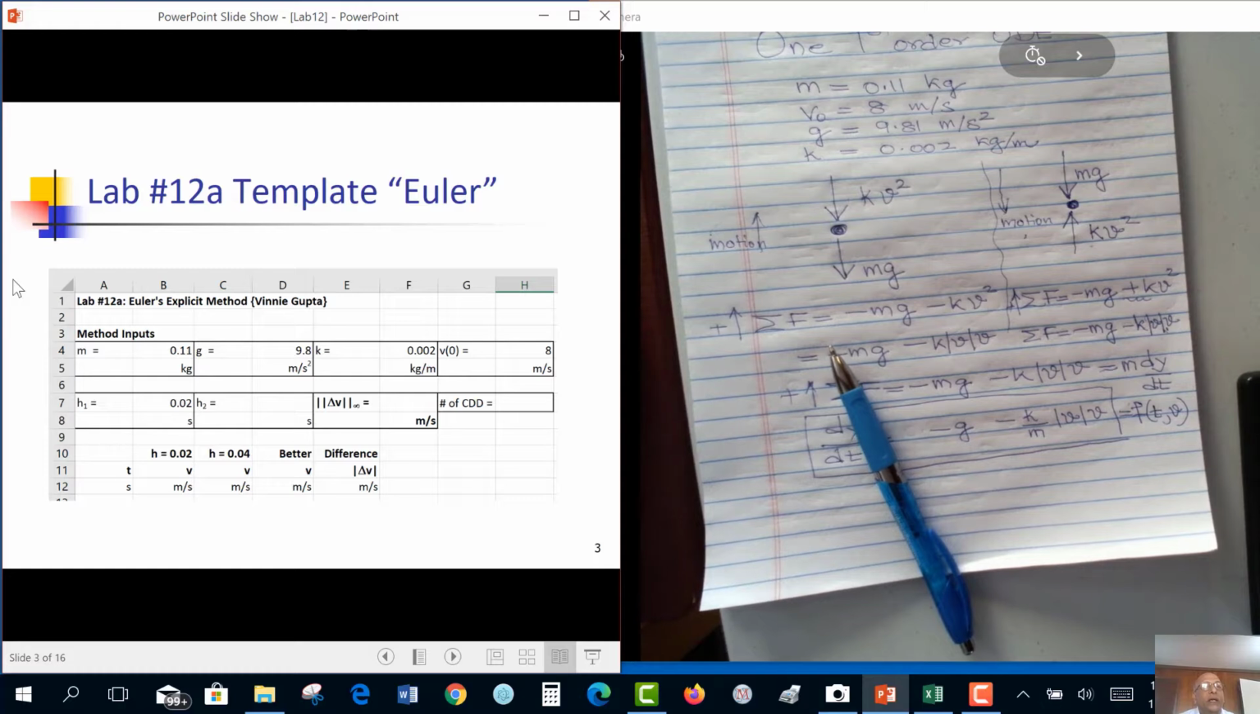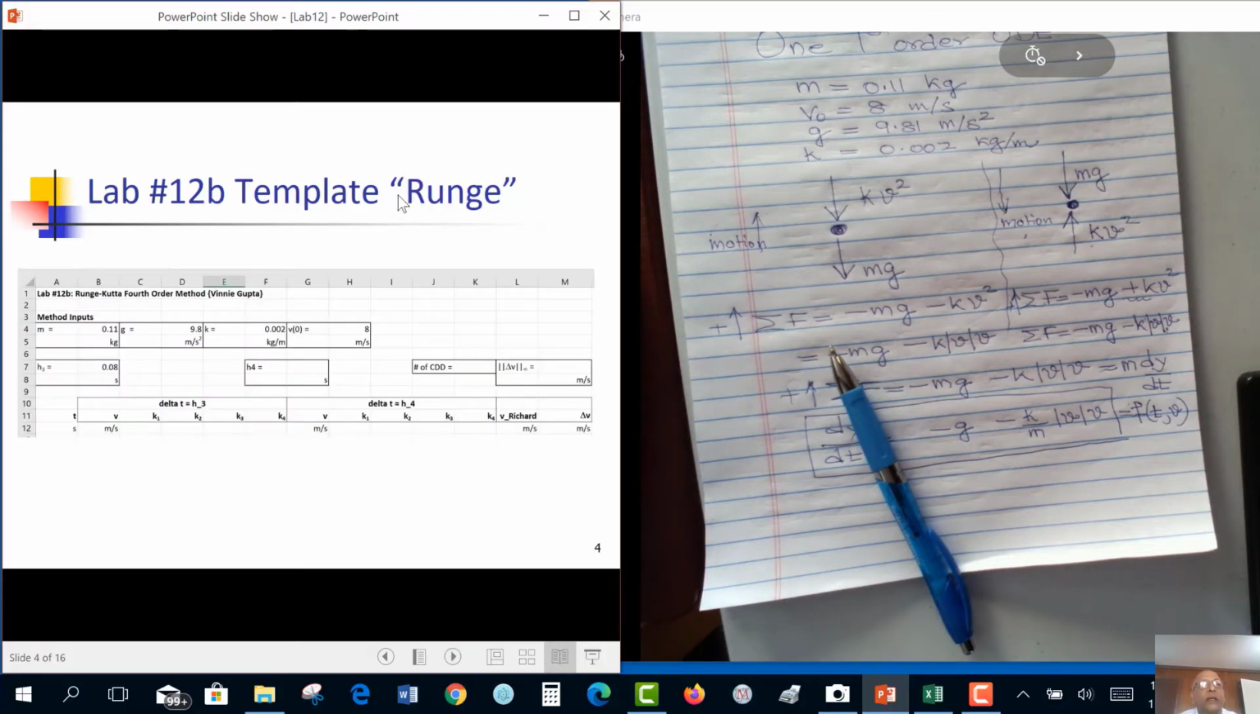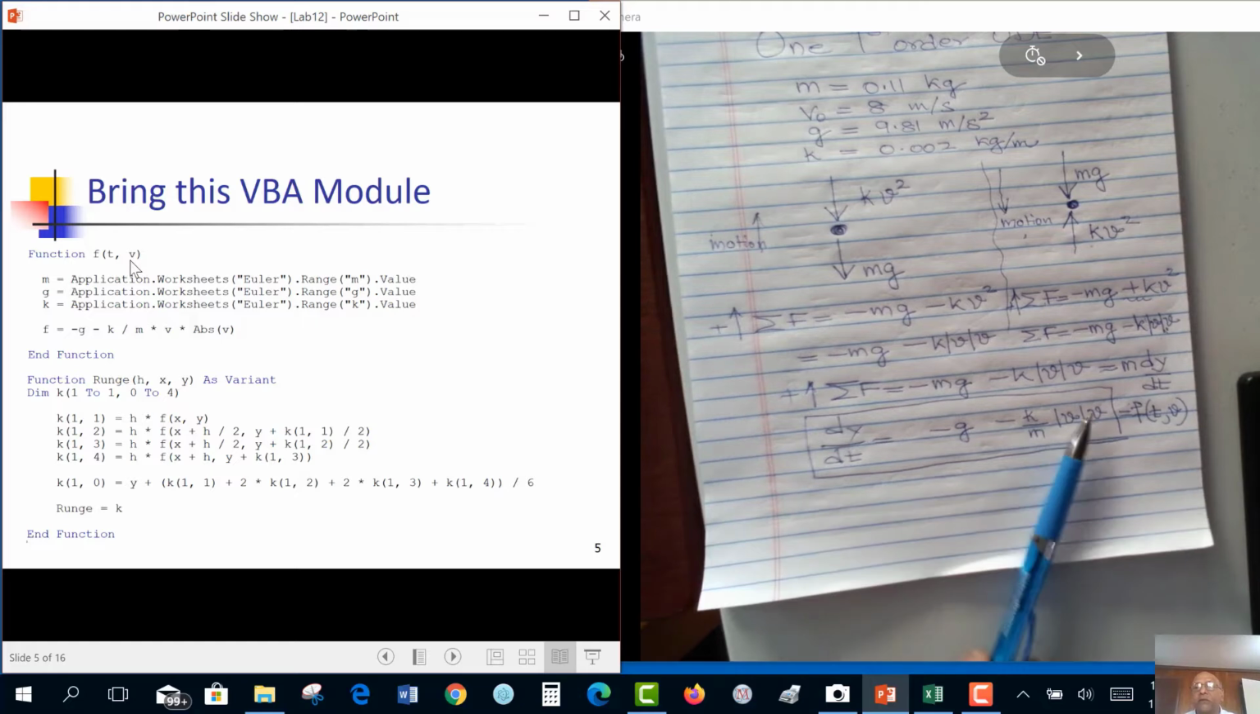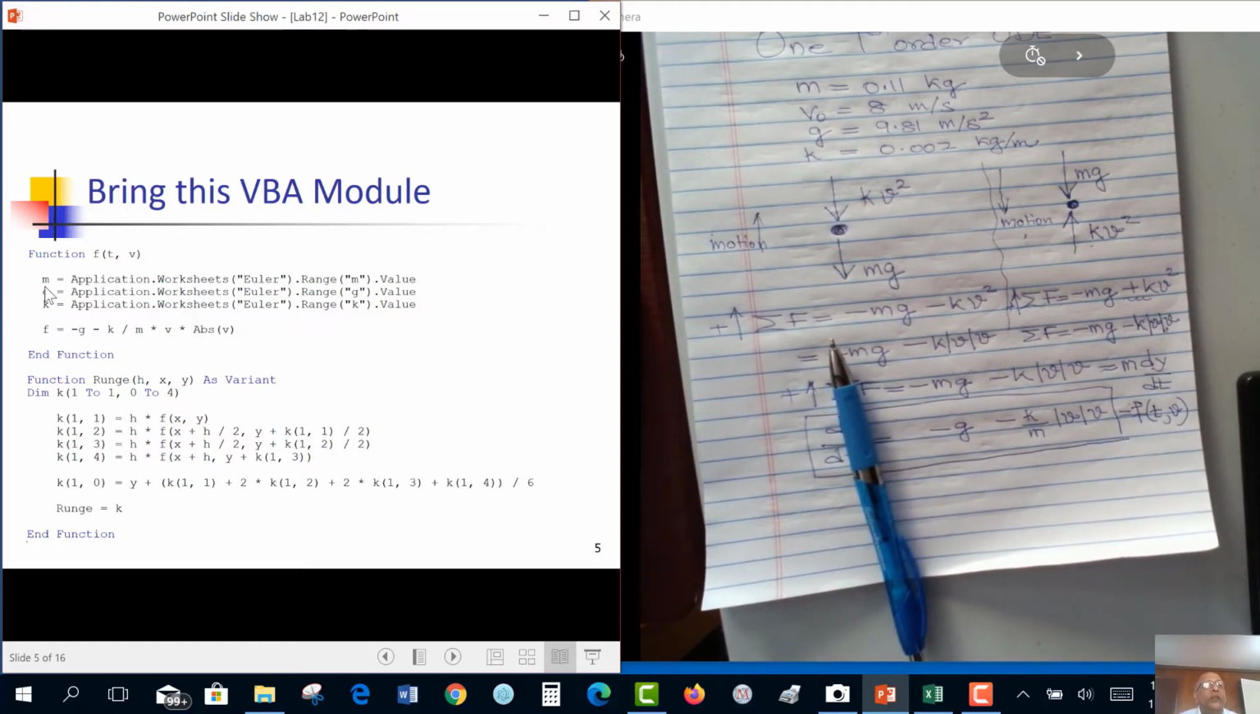So you're going to set up a template for Euler, which looks like this. You are going to set up a template for Runge, which looks like this. This is the Runge-Kutta method. So please set it up. And you are going to write 2 functions in a VBA module. The first function is function TV. This is our differential equation. We just derived it. So we are going to import M, G, and K values from the Euler worksheet.